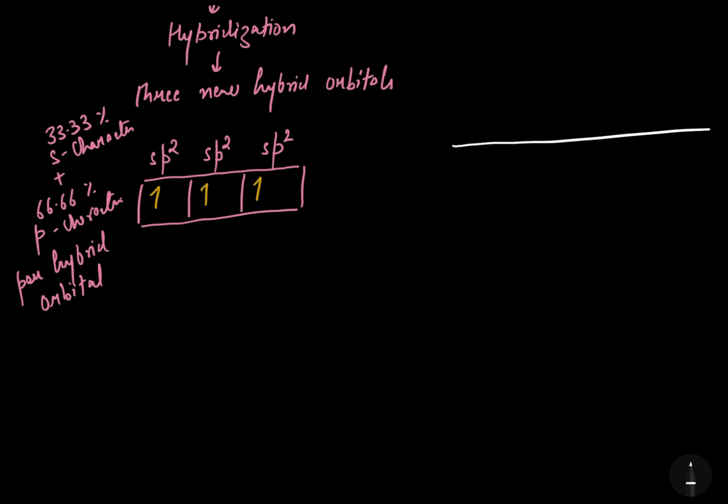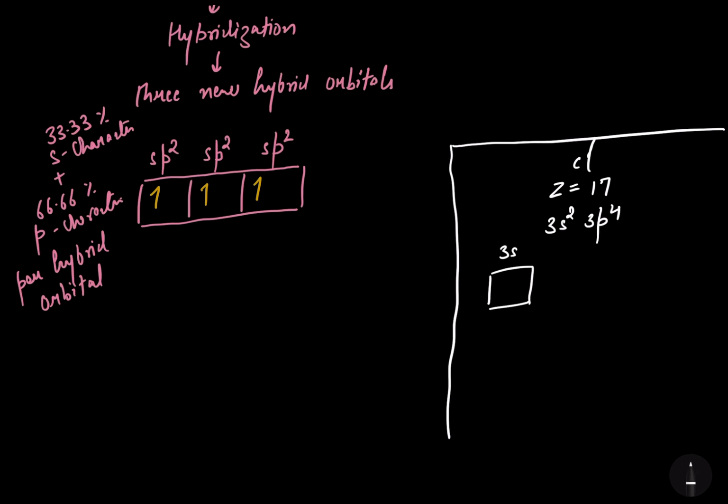Now we are talking about chlorine. What's the atomic number of chlorine? That's 17. So the configuration will be 3s2, 3p5. Let's make its orbital diagram in the form of boxes.